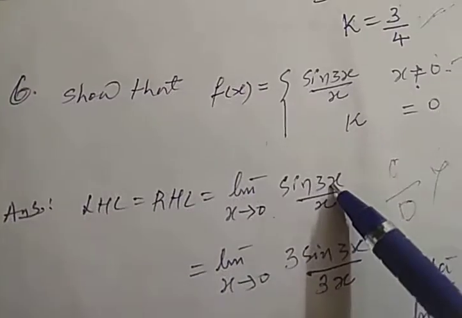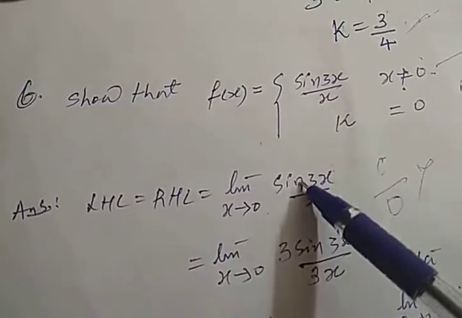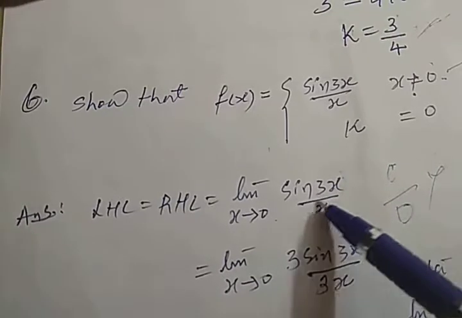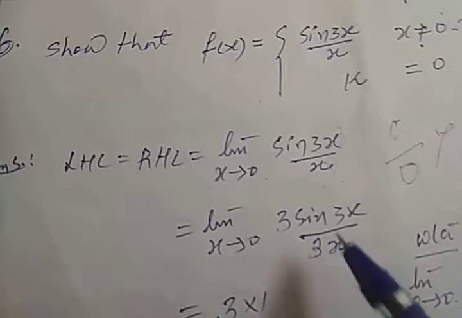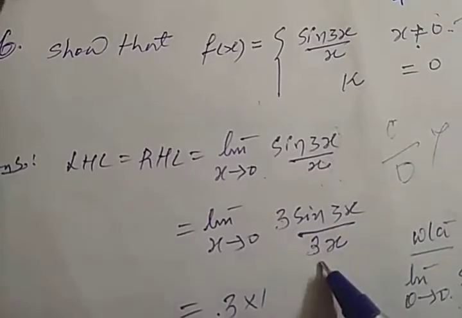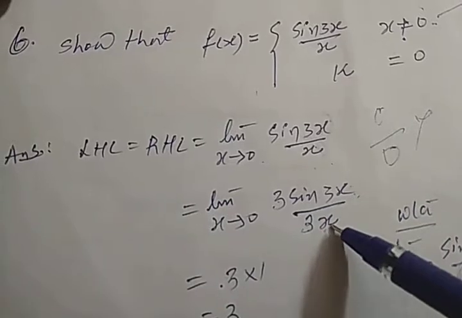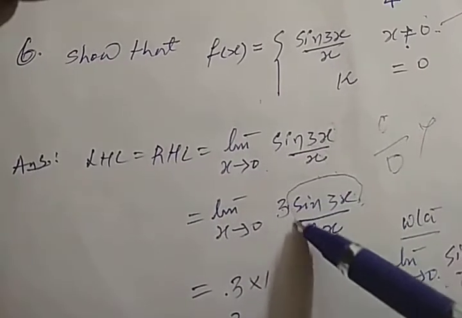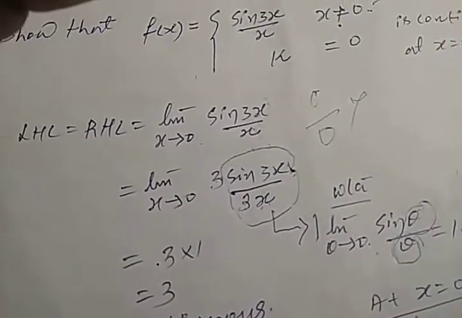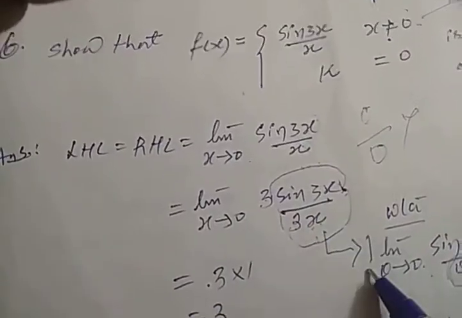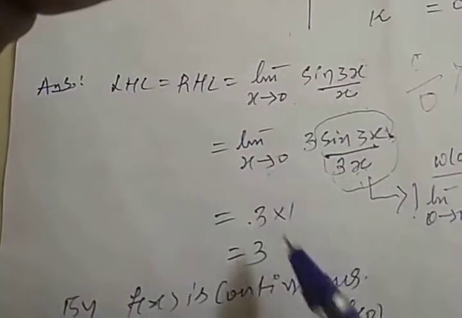Observe here, sin 3x is there, but here x is there. They are not equal. Make them equal by multiplying and dividing by 3. Now you can observe 3x is the same in both, so 3 sin 3x by 3x. This is of the form sin theta by theta, which goes to 1. If you apply the limit, this is a constant, 3 into 1, which is 3.